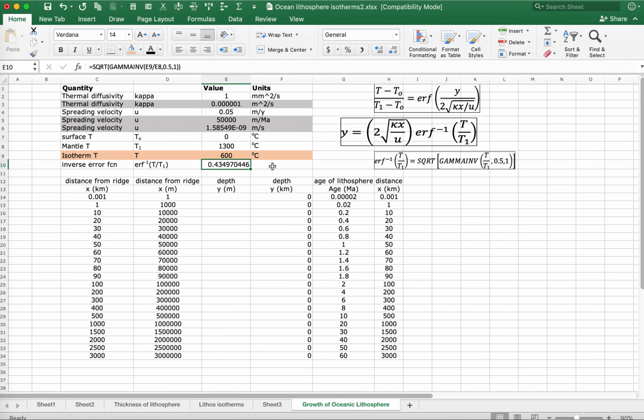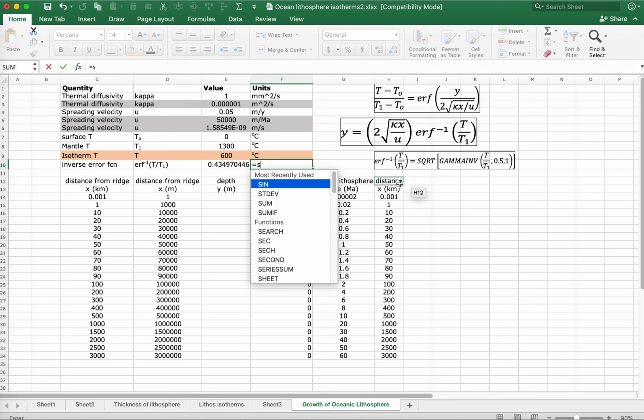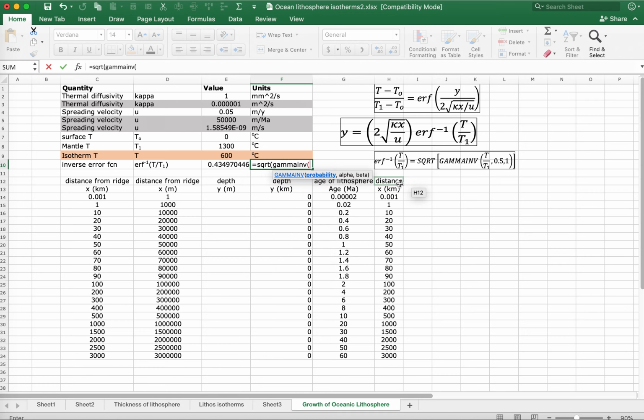I've already done it over here, but we can repeat the calculation. So the inverse error function is equal to the square root, SQRT. The square root of what? The gamma inverse function. And we're taking the gamma inverse function of T over T1. So T, our temperature of interest, divided by T1, that deep mantle temperature, comma, two constants, 0.5 and then comma 1. And we need two closed parentheses, and that's how we calculate that, which is also this value here.